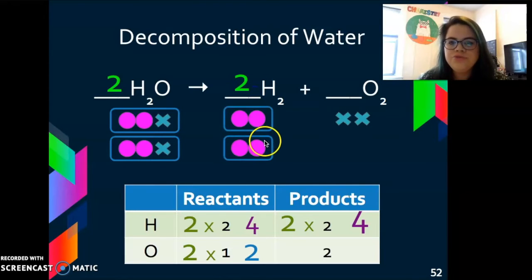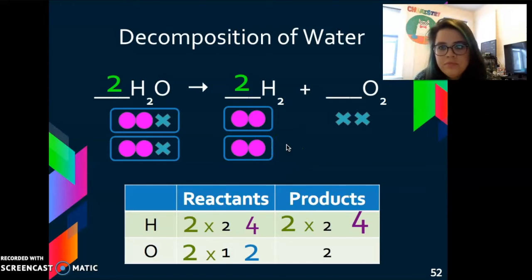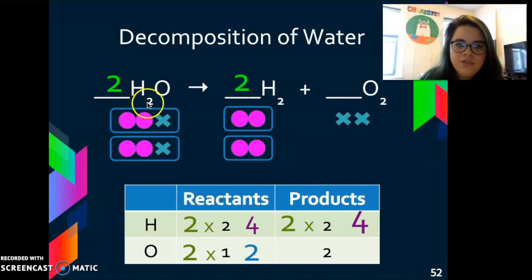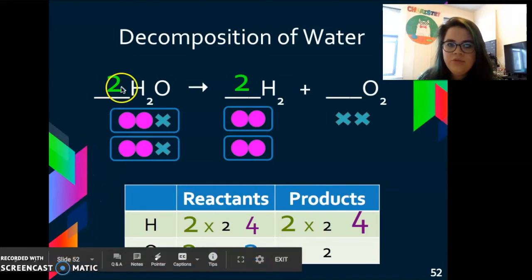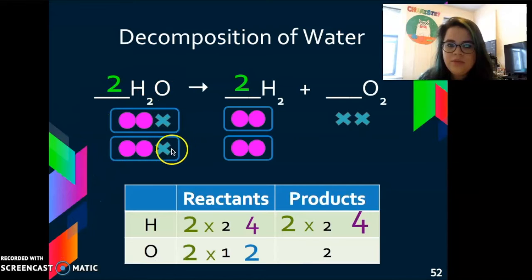Drawing it, I have 2 groups of 2 to show my 2 diatomic hydrogens. And from here, you could stop. How many hydrogens do we have at the beginning? 2 times 2 is 4. 2 times 2 is 4. That's why we have 4 pink circles, before and after. How many oxygens do we have? 2 times the invisible number 1 to give me 2. And I have 2 oxygens here.